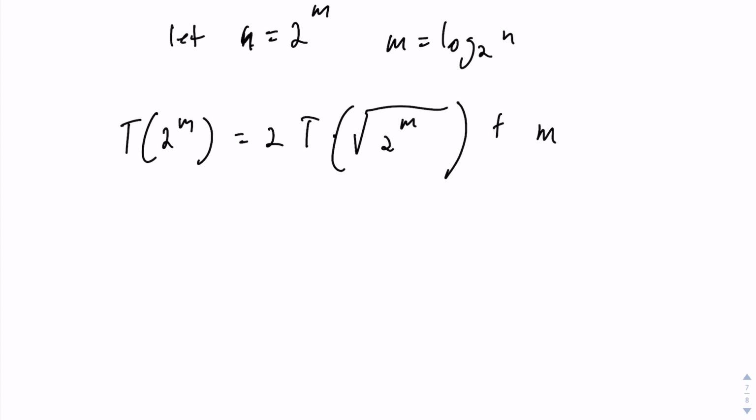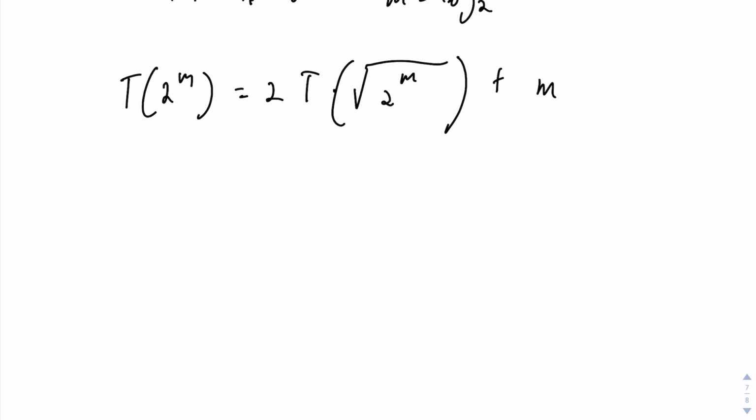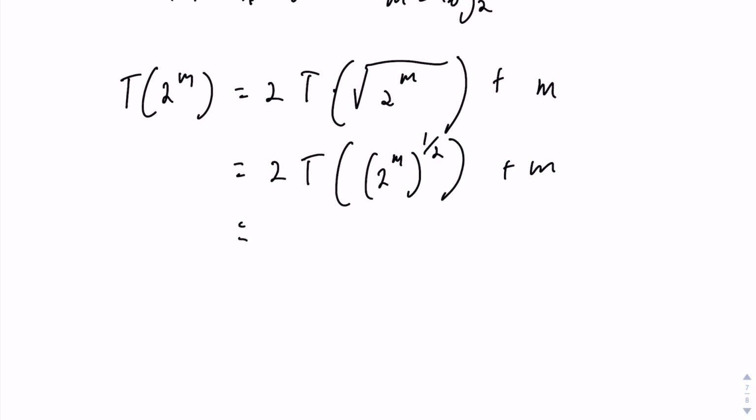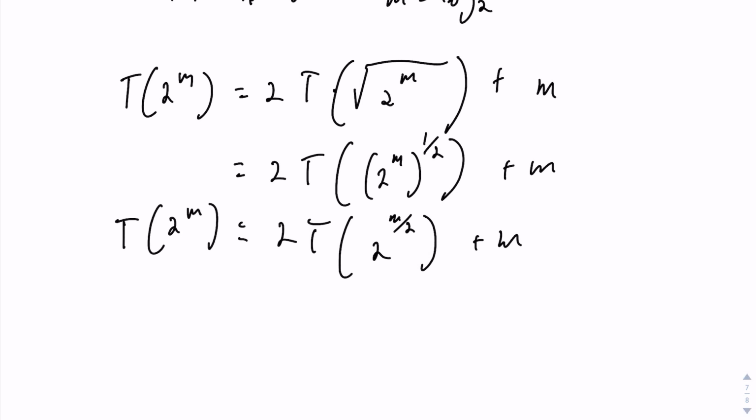Now, it might not be immediately clear, but we've actually done something really nice here. We've made it so that we can take this 2 to the m and incorporate the square root into it. So we can do this little trick where we have 2 to the m over 2 inside the recurrence. Okay? And that's still equal to T of 2 to the m. Everybody with me so far? Any questions about the steps that we've done so far?